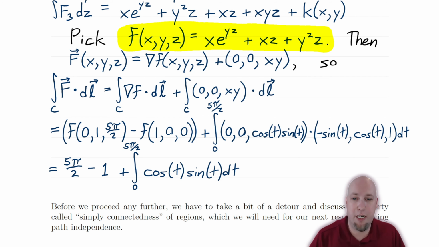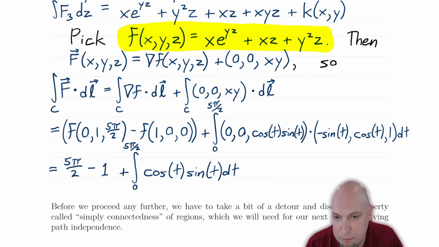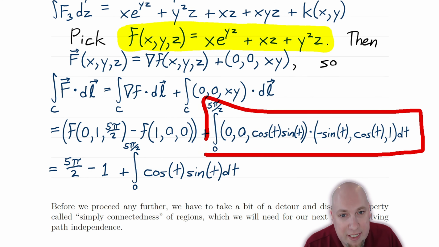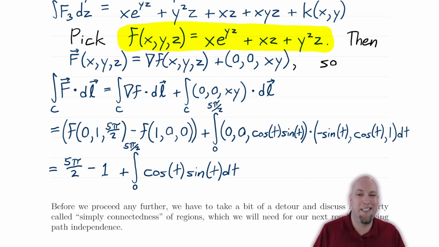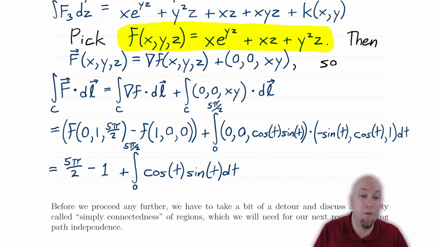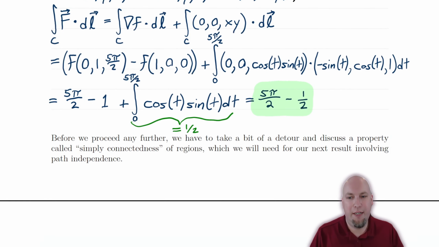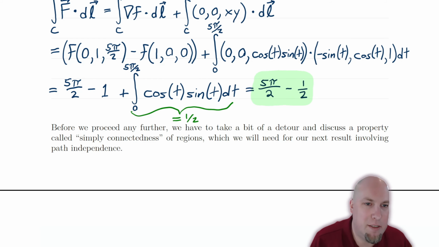Now I'm at the stage where I can just plug everything in. My potential function with 0, 1, 5 pi over 2 plugged into it is 5 pi over 2, minus that scalar field with 1, 0, 0 plugged into it, which is 1. So now I get 5 pi over 2 minus 1, and I've still got plus this integral left over, the integral of cos t sine t from 0 to 5 pi over 2. Well, the indefinite integral of this is sine squared over 2. And you just plug stuff in, and you end up getting 5 pi over 2 minus a half as your final answer for the value of that vector line integral.